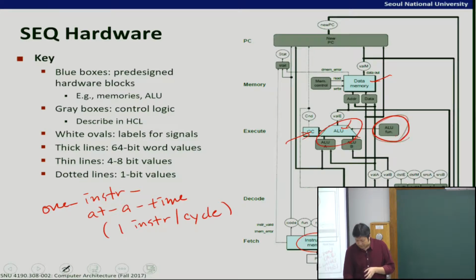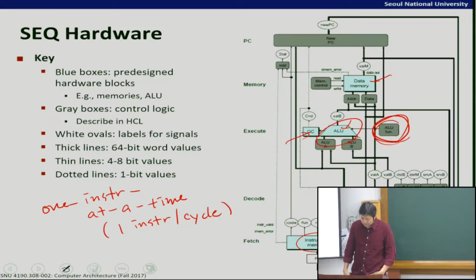And this gray box is responsible for generating the correct selection signal depending on the instruction type. If the instruction is XOR, then you need to do XOR. And if your instruction is an AND, or even a call instruction, you need to do addition with this ALU. That kind of control is done by this gray box.